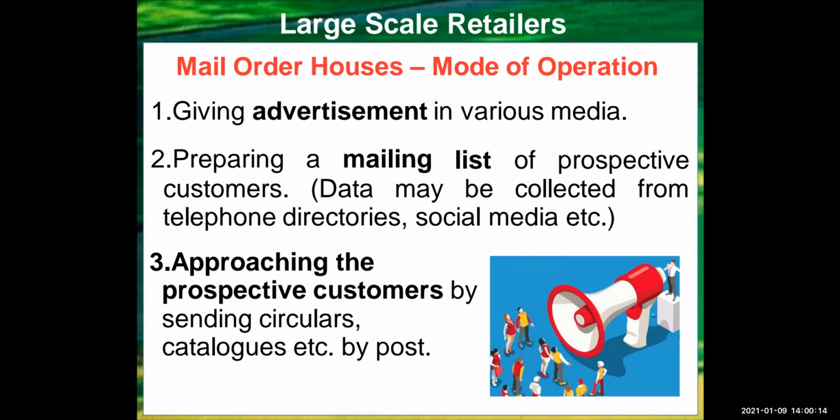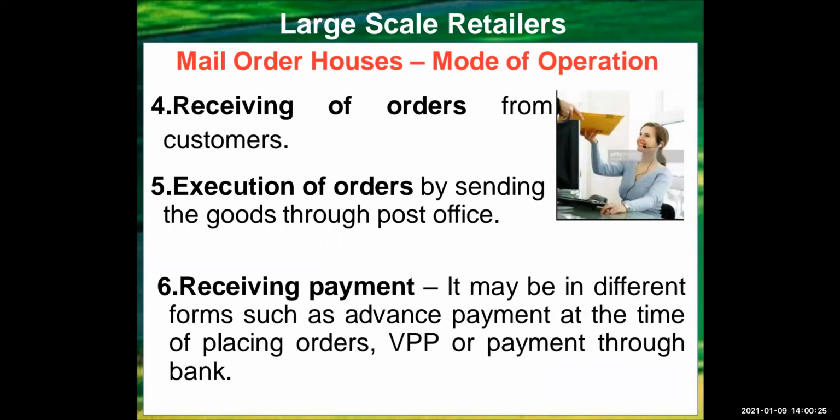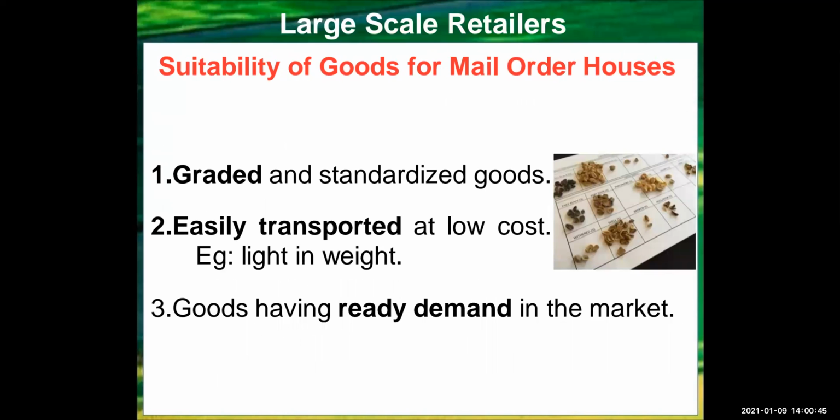Now, by seeing the catalogs or circular, either which has been sent to me personally or through advertising, I can choose from the catalog and place an order. So the seller receives the order from the customer and executes it by sending the goods through the post office. Payment may take different forms, such as advance payment at the time of placing the order, or VPP, that is payment through bank, which will be collected by the post office.